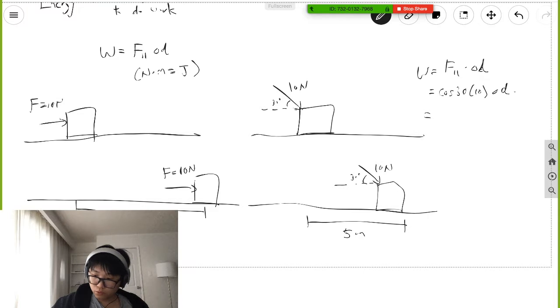So 43.3, right? Okay, so that's the first perspective. So that's one perspective of work.